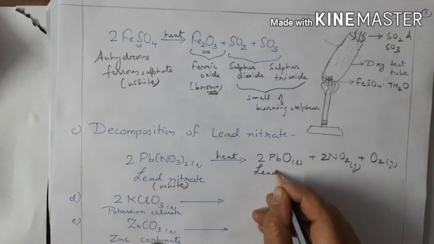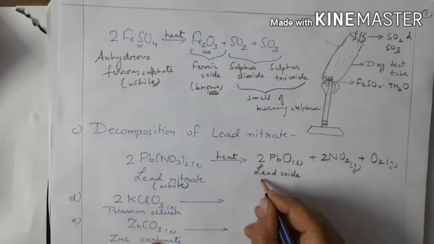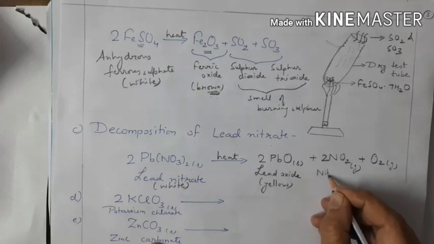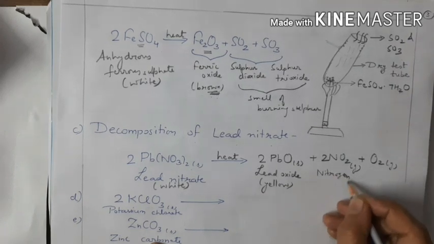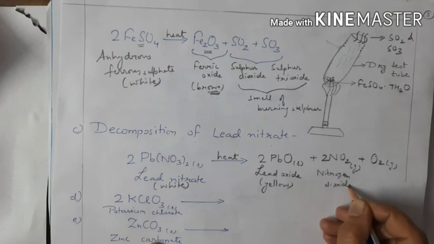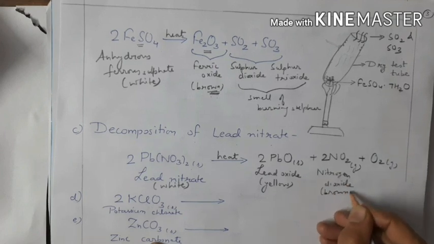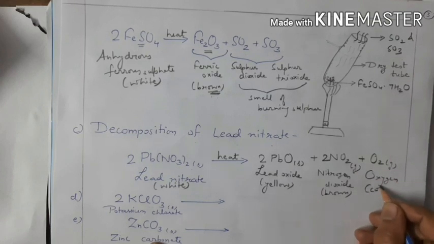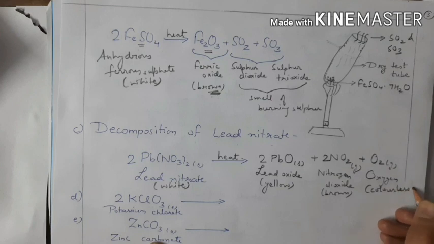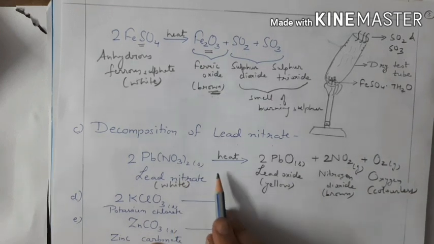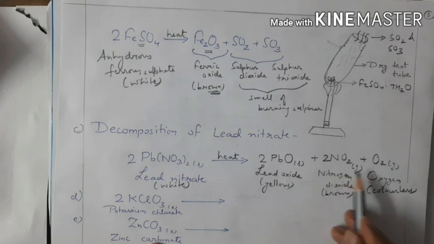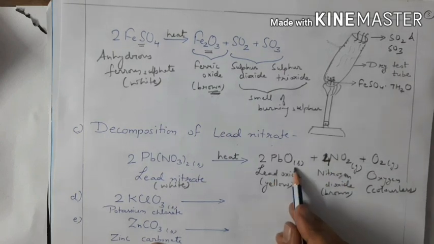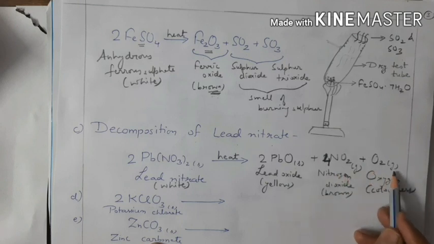This lead oxide, which is obtained, is yellow in color. Nitrogen dioxide gas is obtained in the form of brown color fumes, and oxygen gas is colorless. So a single substance has broken down into 3 substances. What are they? They are lead oxide, nitrogen dioxide and oxygen gas.